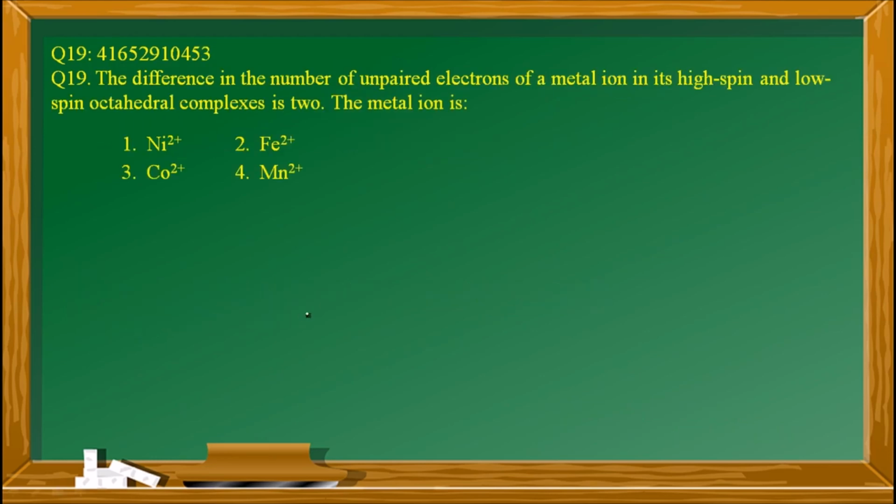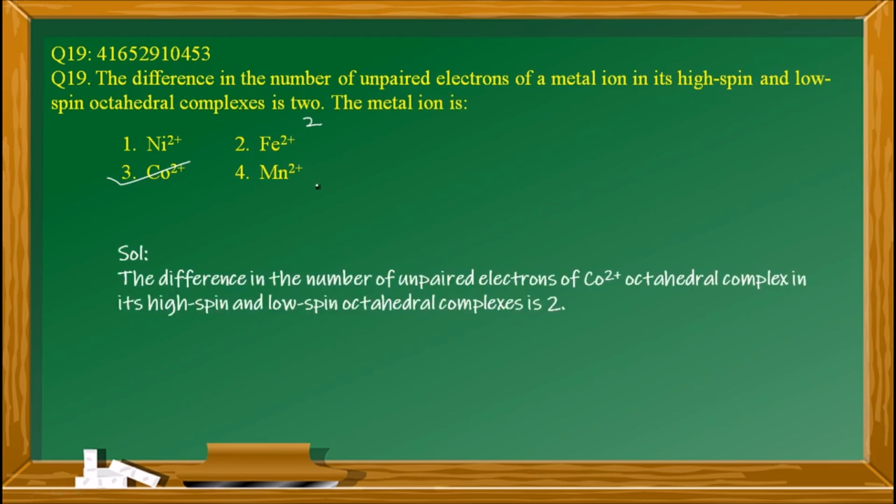Next, question number 19. The difference in the number of unpaired electrons of a metal ion in its high spin and low spin octahedral complex is 2. The metal ion is cobalt 2+. We see high spin and low spin octahedral complexes in cobalt 2+. That is, the difference will be 2. Nickel, iron, manganese, no friends. So the difference in the number of unpaired electrons of the cobalt 2+ octahedral complex in its high spin and low spin state is 2. So option number 3 is the correct option, friends.